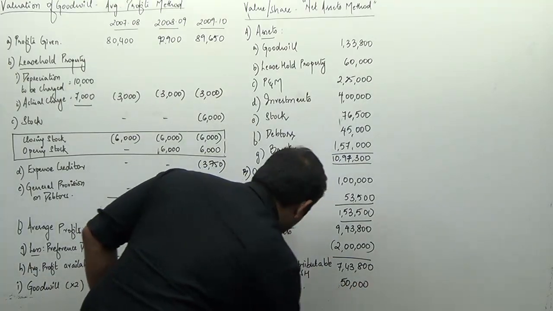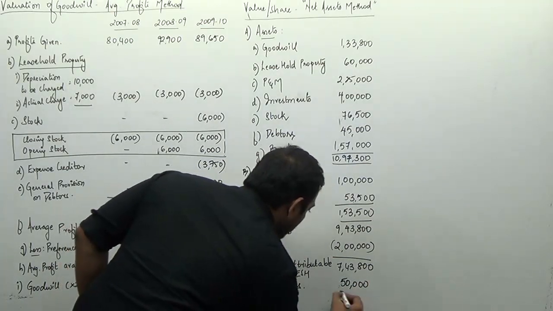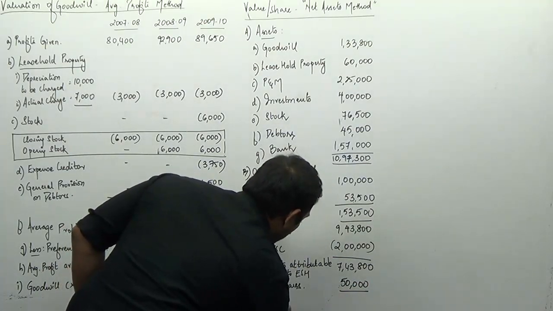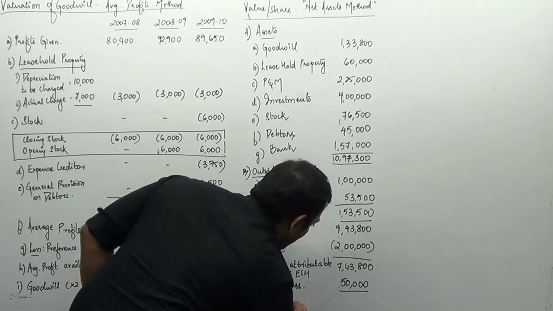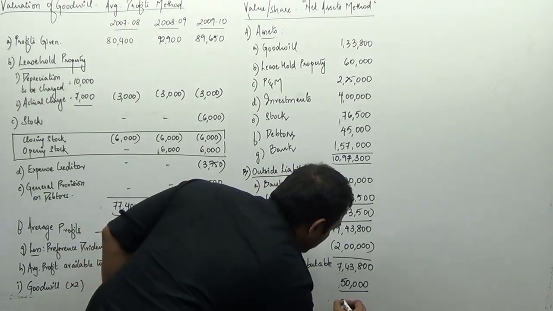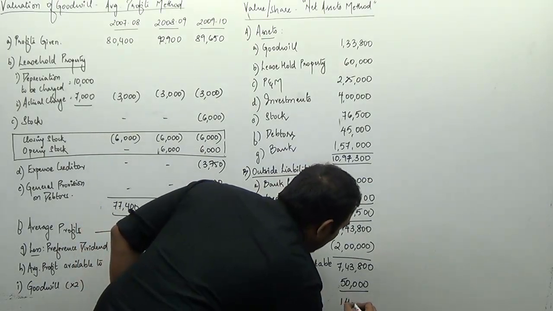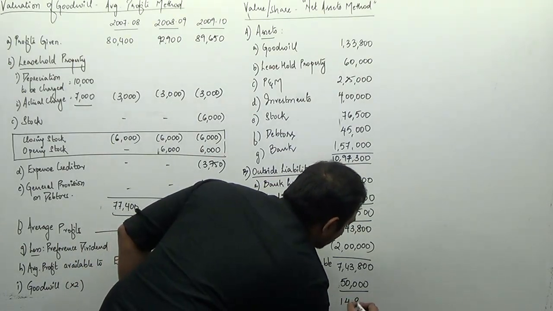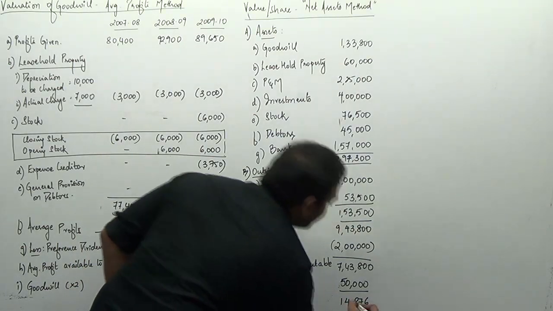And I think value per share is simple from here. Value per share is 14.876.